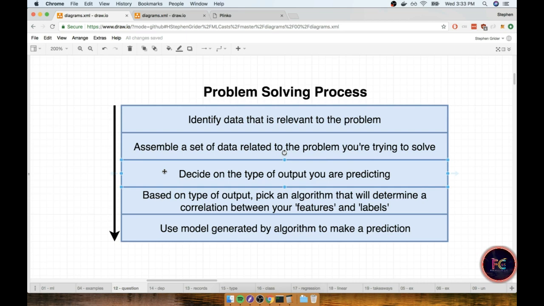Now this step, as we walk through it, is going to seem a little bit confusing or a little bit esoteric. I'll tell you right now that based on this type of output that we are trying to predict, we're going to choose a different algorithm to somehow relate our data together. So the purpose of deciding on the type of output that we are predicting is to somehow narrow down the algorithm that we'll use to process all of our data. Let's take a look at two common types of output that we might try to predict.